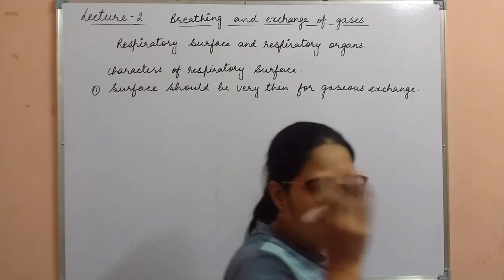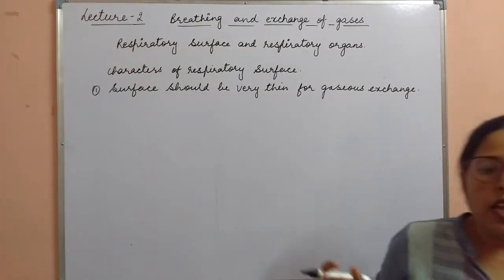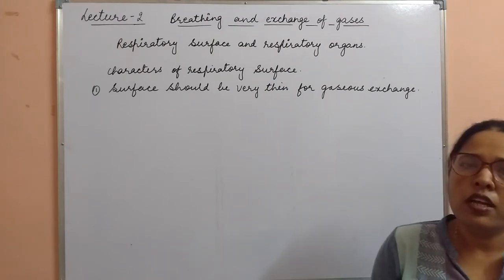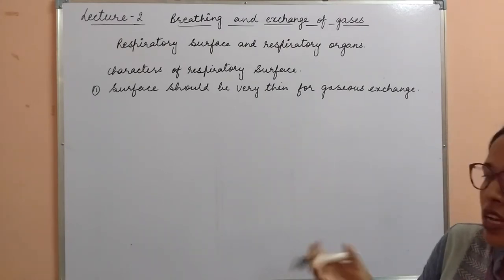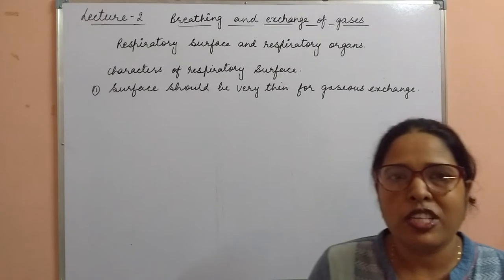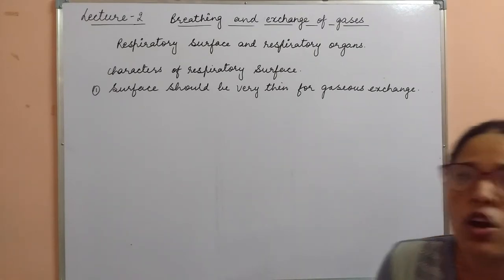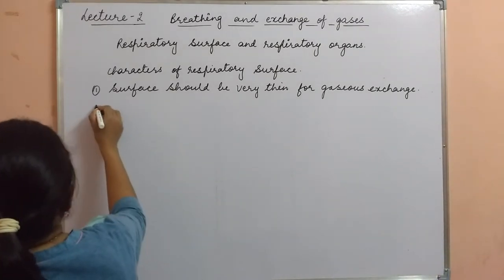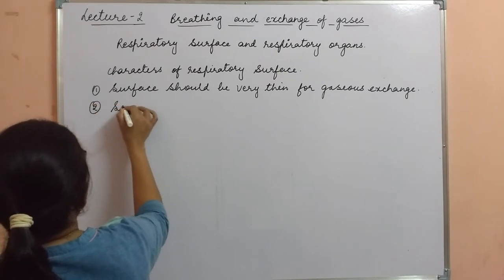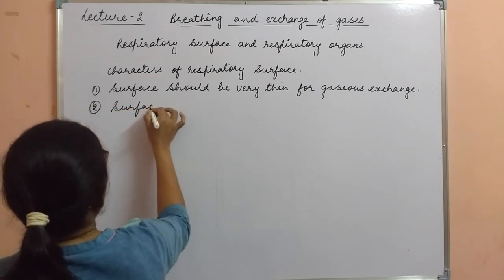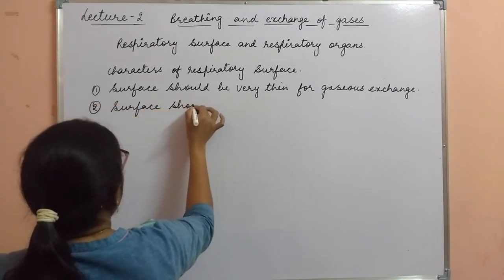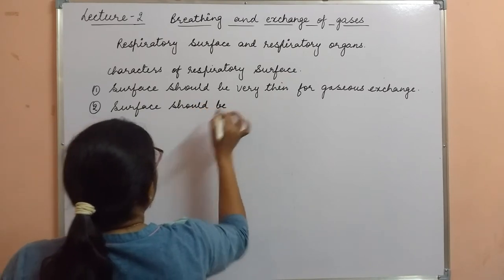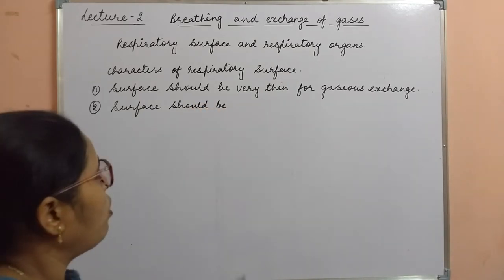Second one, the surface should be very moist. Clear? The surface should be moist because the gaseous exchange is going to take place by the process of diffusion or osmosis. So here the surface should be moist.